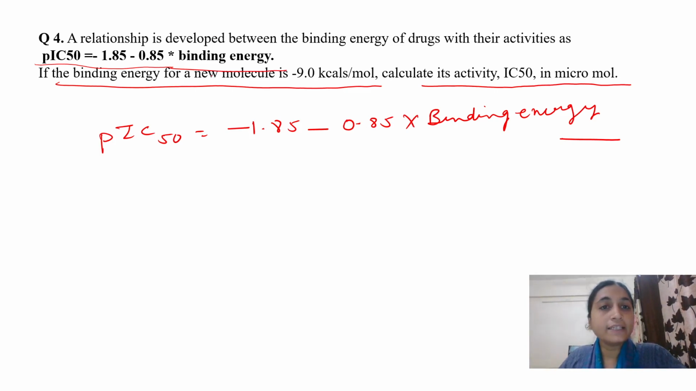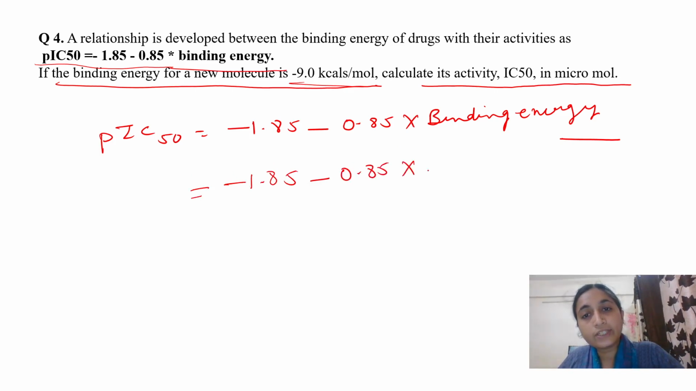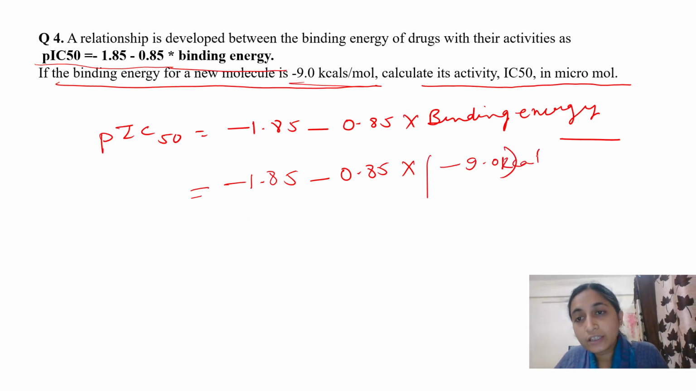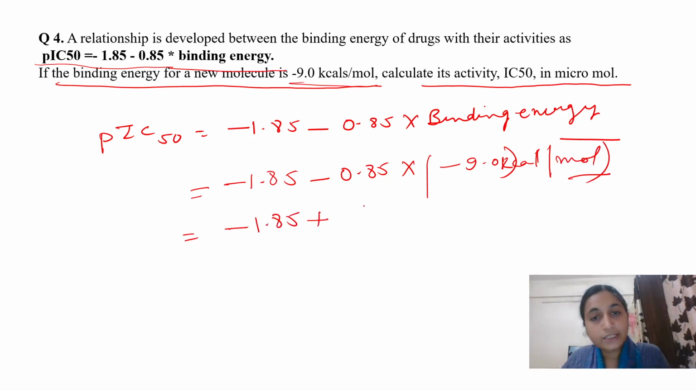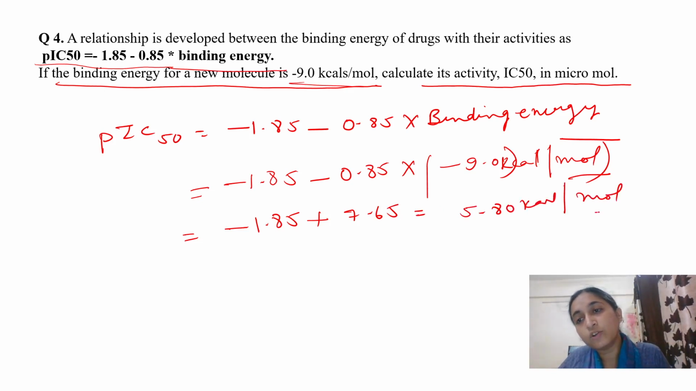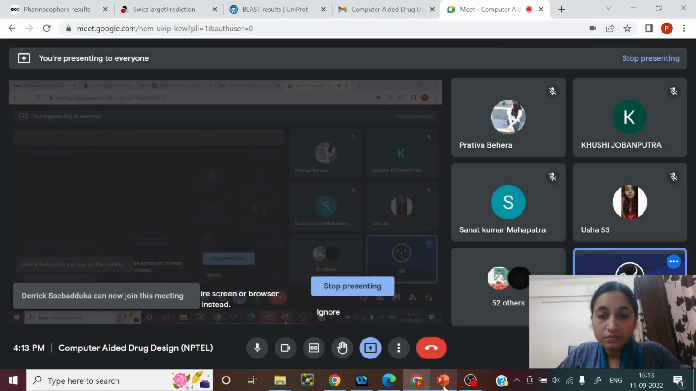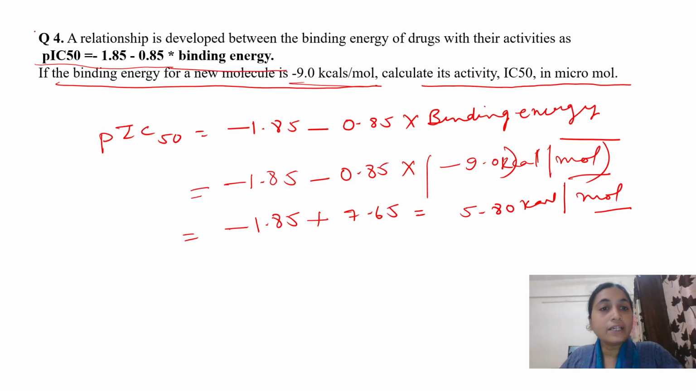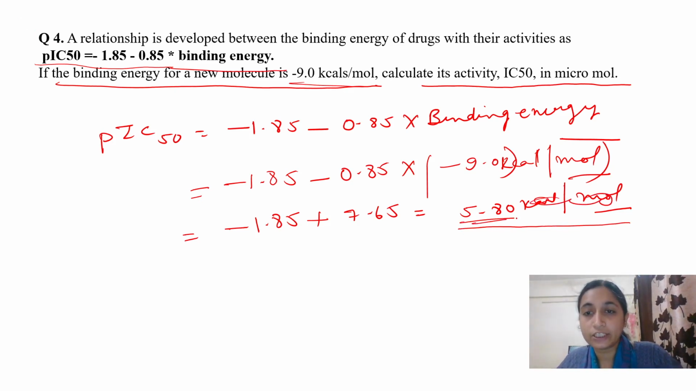The binding energy for the new molecule is given here as minus 9.0 kilocalorie per mole. So we will put this value in the formula: minus 1.85 minus 0.85 into minus 9.0. So this will come to minus 1.85 plus 7.65, which equals 5.80. So the pIC50 value has come out as 5.80.